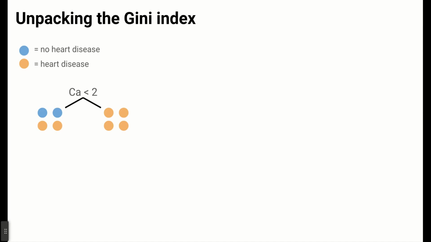The CA variable gives the number of major vessels visible through calcium imaging. Say that I consider splitting my data based on a threshold of 2 for this variable. I end up with 4 cases with heart disease in the right region and 2 of each class in the left region. Just by visual inspection, we can see that the right region is more pure than the left region. Let's verify this intuition by applying the Gini Index formula.